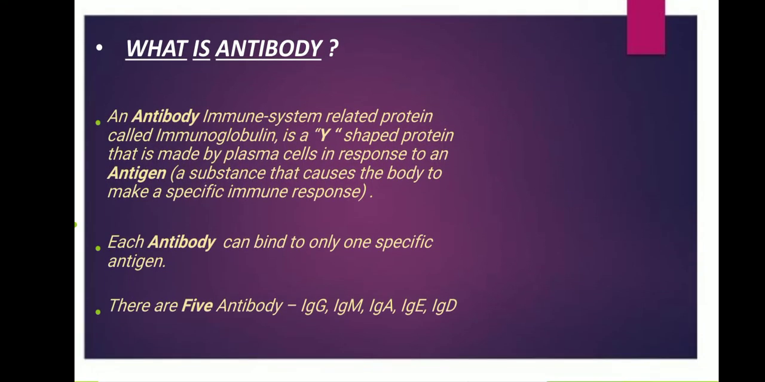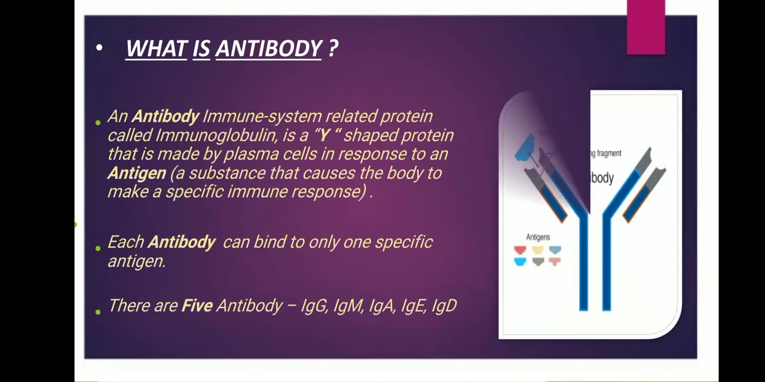Well, we know about the antibody. It's a protein molecule known as immunoglobulin. As you can see in the picture, it has a Y shape. Antibodies are used by the immune system to identify foreign objects such as bacteria, viruses, and fungi. Each antibody can bind to only one antigen. There are 5 kinds of antibody: IgG, IgM, IgA, IgE and IgD.